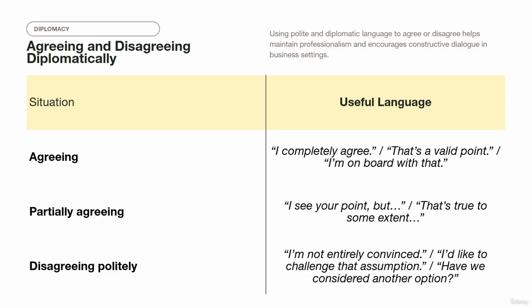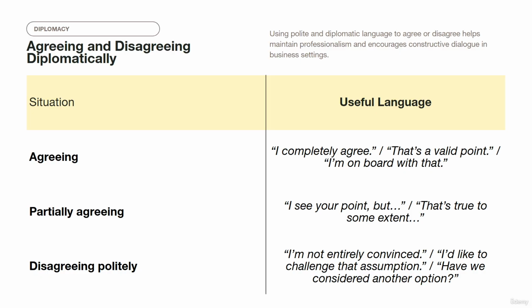If you want to partially agree: "I see your point, but..." or "That's true to some extent." If you're not convinced by the argument or the ideas you're hearing: "I'm not entirely convinced. I'd like to challenge that assumption. Have we considered another option?" So these are polite ways of disagreeing.